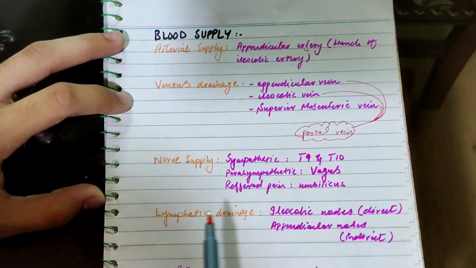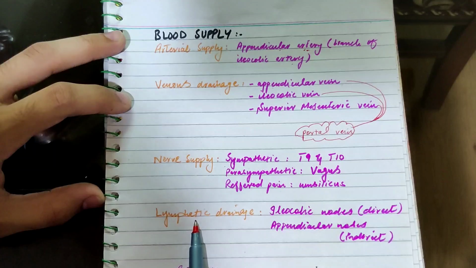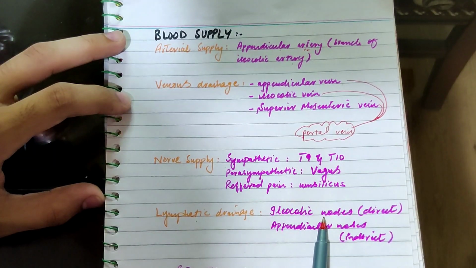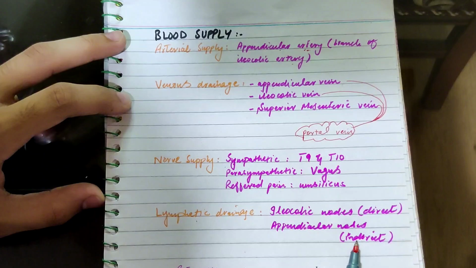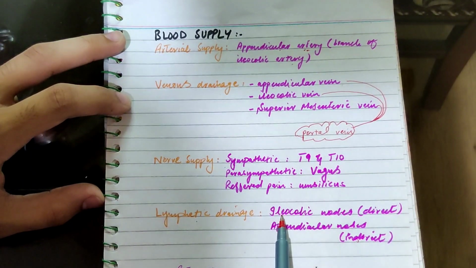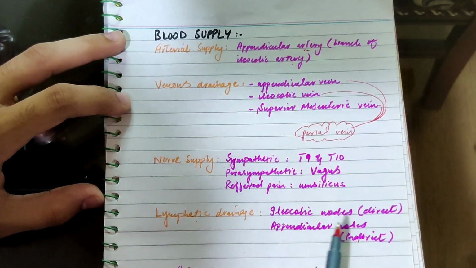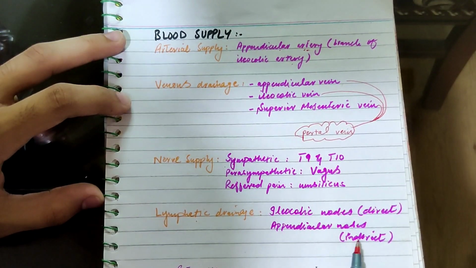Now we're going to be talking about the lymphatic drainage. The lymphatic drainage is through 2 different types of nodes. The first one is direct and the second one is the indirect lymphatic drainage of our appendix. The ileocolic nodes directly drain the lymphatic drainage of our appendix. The appendicular nodes are indirectly draining lymphatic drainage.